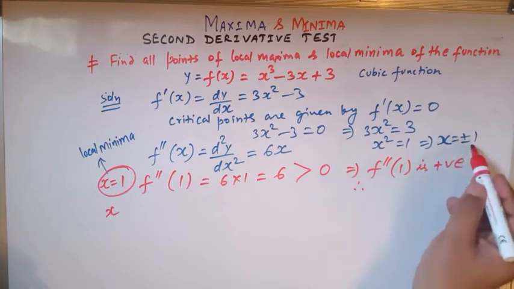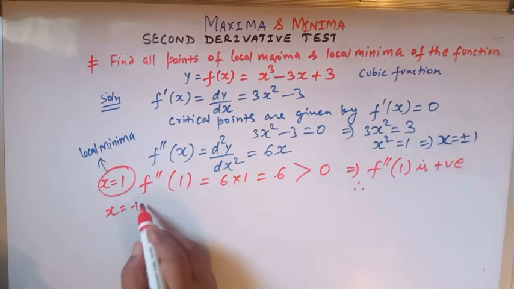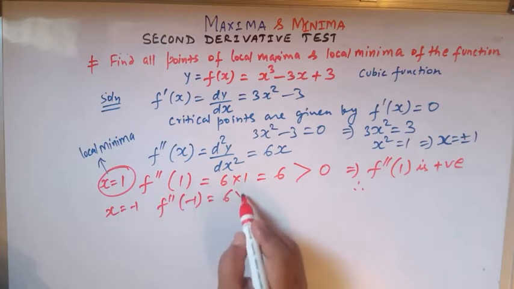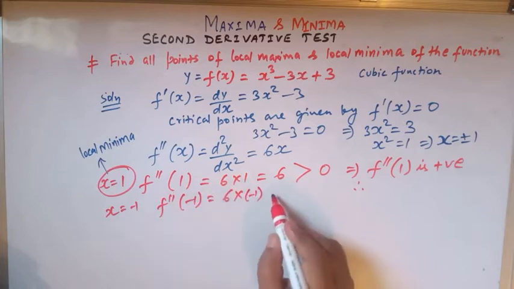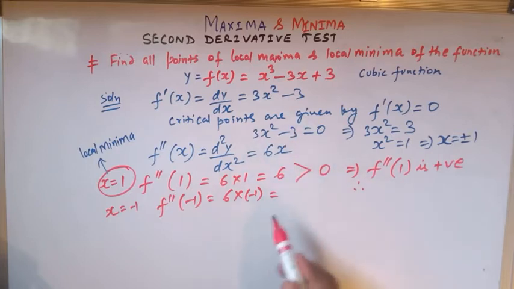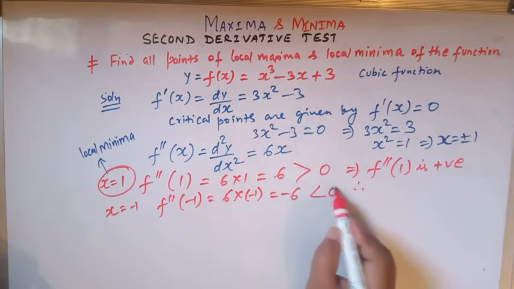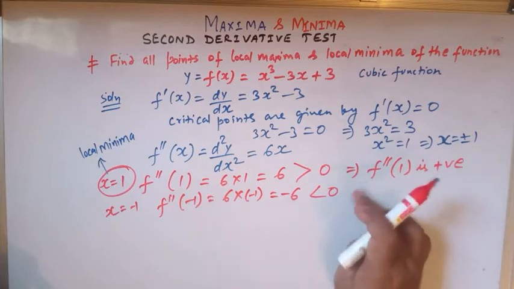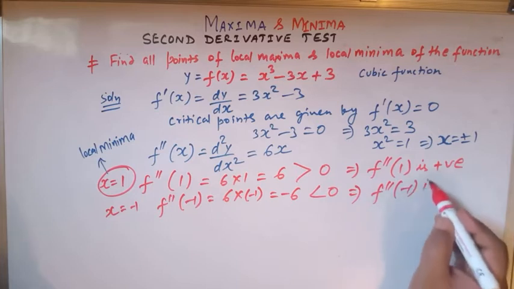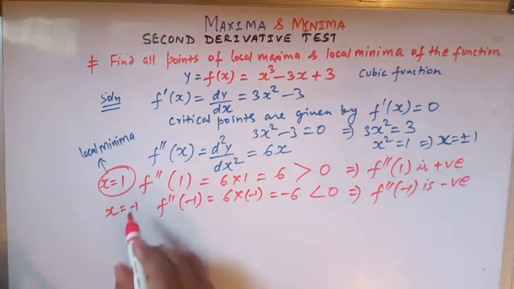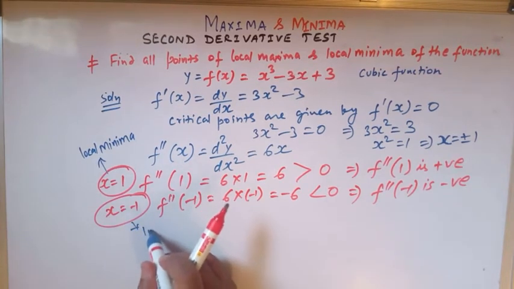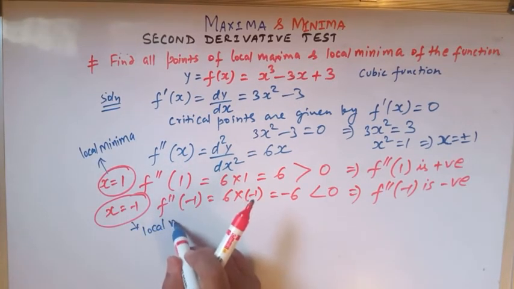Now we have x equal to minus 1. So f double prime of minus 1 is 6 times minus 1 here. So we'll substitute the value of x. So we have minus 6, which is less than 0. So this implies f double prime of minus 1 is negative. So this point is a point of local maxima.